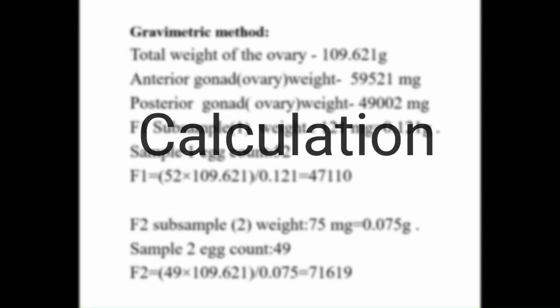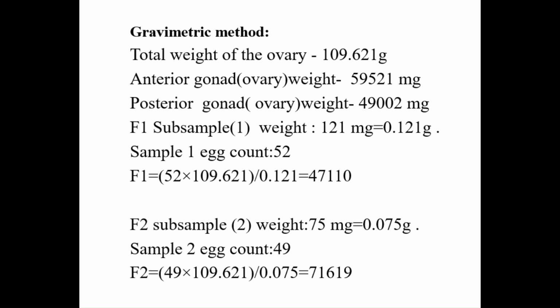Now let's move into the calculation of the gravimetric method. For this, at first we estimated the total weight of the ovary. Then we made two portions of this ovary, anterior gonad and posterior gonad, and estimated the weight of these two portions. Then for the anterior gonad, we made three subsamples, F1, F2 and F3. At first we estimated the F1 subsample weight, then we counted the number of eggs in this subsample.